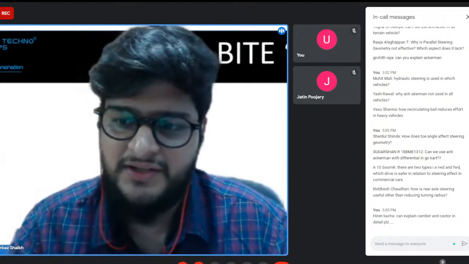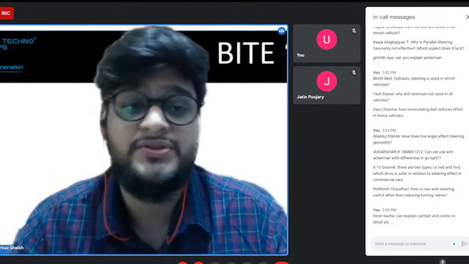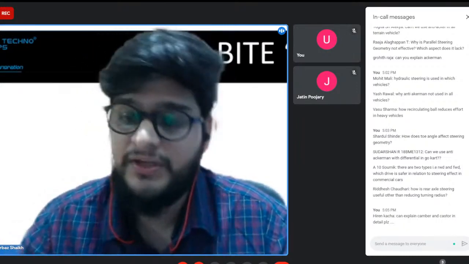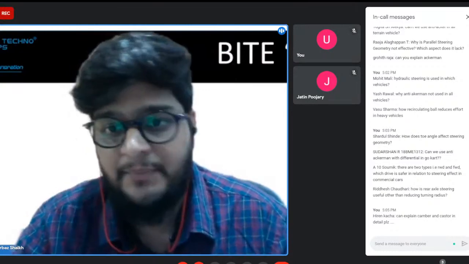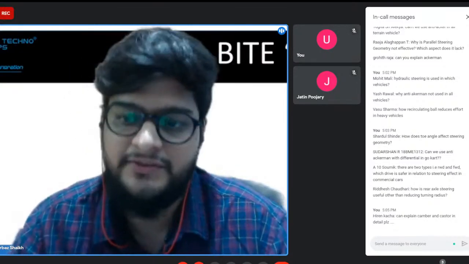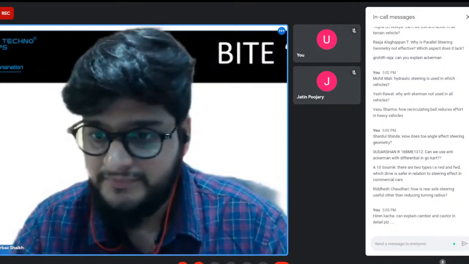Okay, Vasu is asking how recirculating ball reduces the effort in heavy vehicles. So whenever we use a ball bearing, what we do essentially is reduce the friction between rotating components. And the same thing happens in the recirculating ball. We reduce the friction, and if you reduce the friction, automatically the human effort gets reduced.